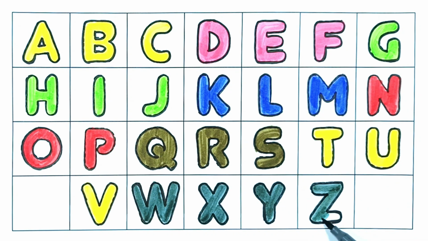Z for zebra. A, B, C, D, E, F, G, H, I, J, K, L, M, N, O, P, Q, R, S, T, U, V, W, X, Y, Z.